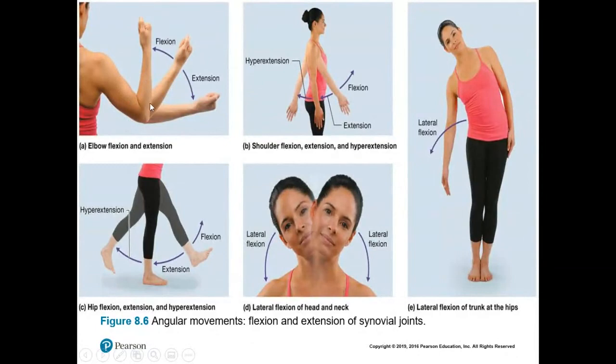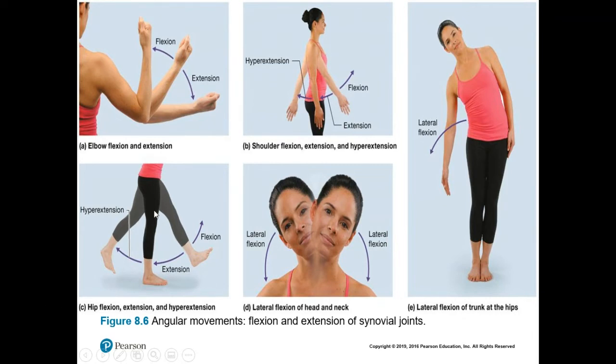So here they are. Here we're looking at an elbow flexion. You decrease the angle between the humerus and the radius and ulna. So that's a flexion, and then putting it back is an extension. A hyperextension of the shoulder would be bringing your shoulder back as if you were scratching your back. So you're hyperextending your shoulder right there. A flexion would be bringing it forward, the entire arm without flexing the elbow. Just bring it all the way up, and that's a flexion of the shoulder.